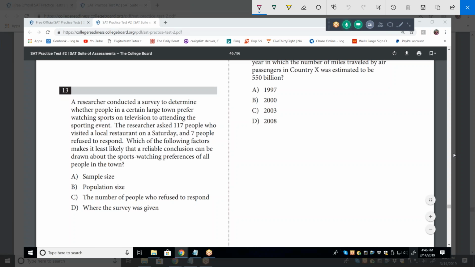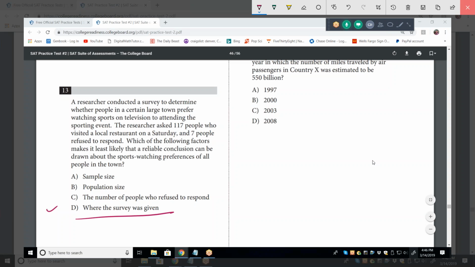I agree with you. First I thought it was A. Yeah, I did too, because that seemed like a really small sample. Yeah, but where the survey is given is critical, because if it's given in a sports bar, you're not going to get an unbiased answer. You're talking to people that are all in a sports bar watching sports on TV. Yep. So where the survey is given is extremely important.